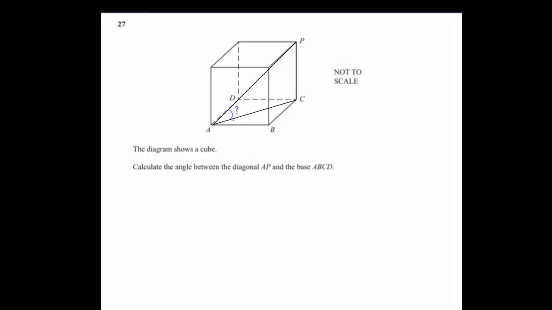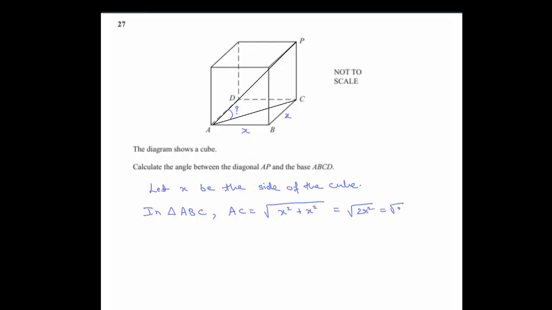So when you see this triangle, before that we need to know what is AC. If you don't know AC, you can't find the angle here, because in a right triangle we need to know at least two sides to get an angle. We don't even know the edge of this cube. Let us assume that x is the side of the cube, and in triangle ABC, this is x and this is x, AC will be square root of x square plus x square, which is square root of 2x square, which is root 2 x.